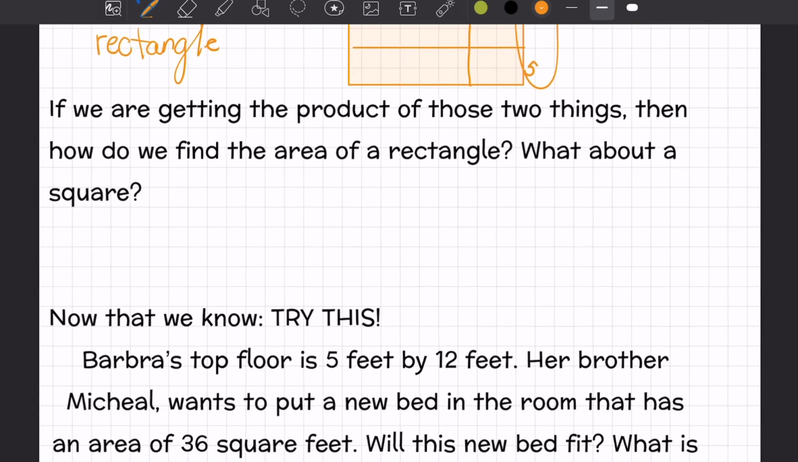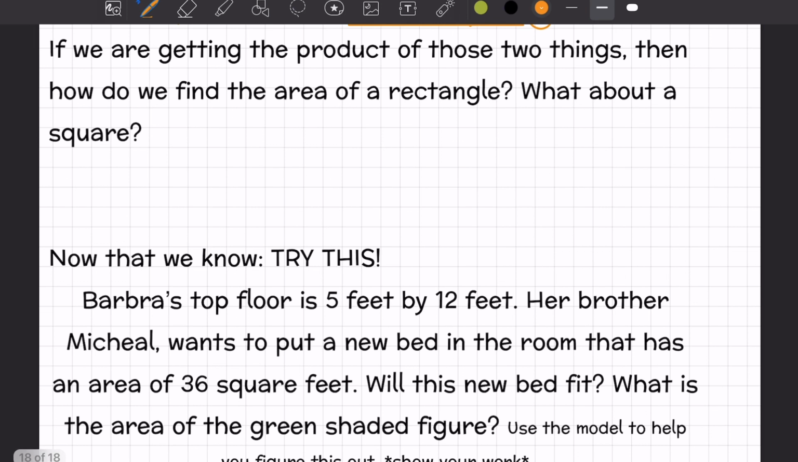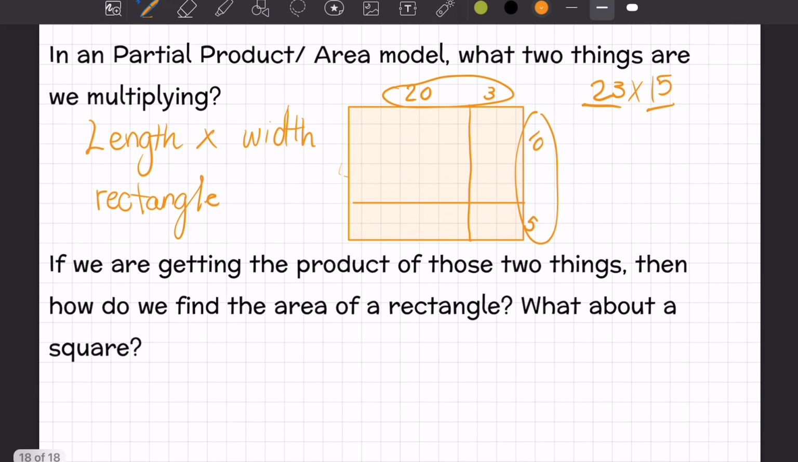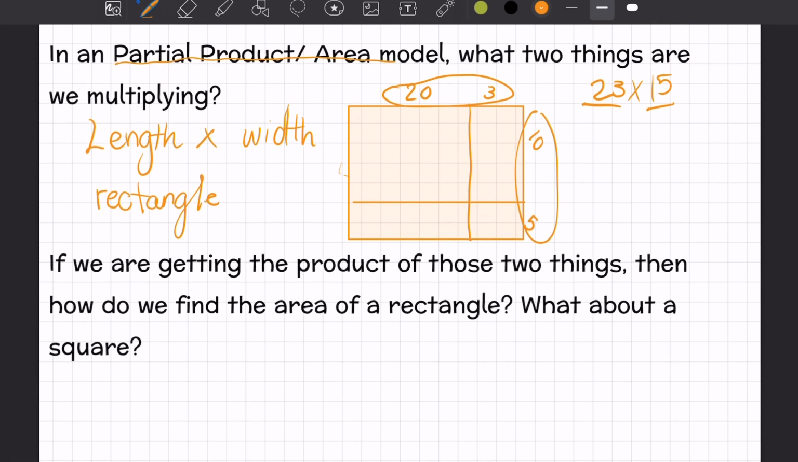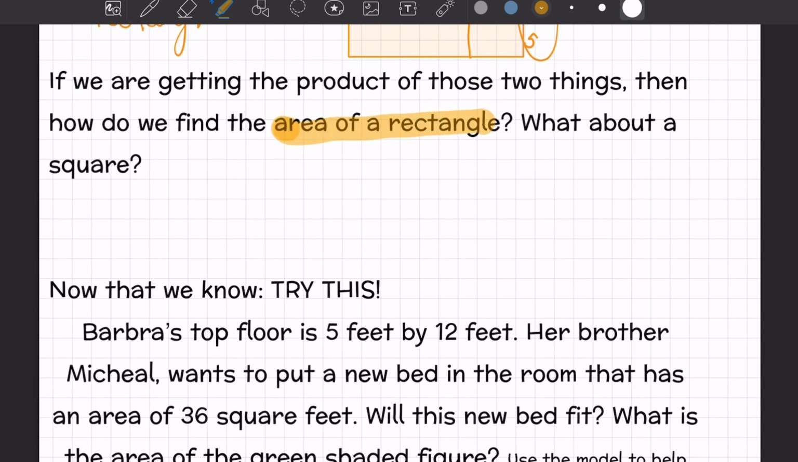That would give us our length times our width. Now, moving forward from here, I would have them get into small groups. Again, working with that constructivist model, trying to help them build on their knowledge. So we're going step by step here. If we are getting the product of those two things, then how do we find the area of a rectangle? So we know that in a partial product area model, what we're looking at is the length times the width. So that basically lets me know that when I'm looking at the area of a rectangle, I would apply my knowledge of length times width.